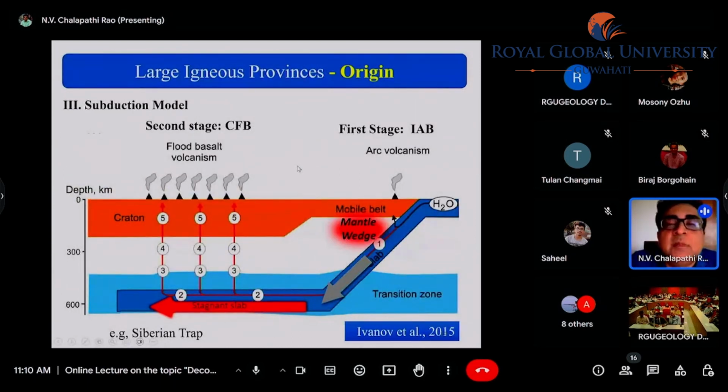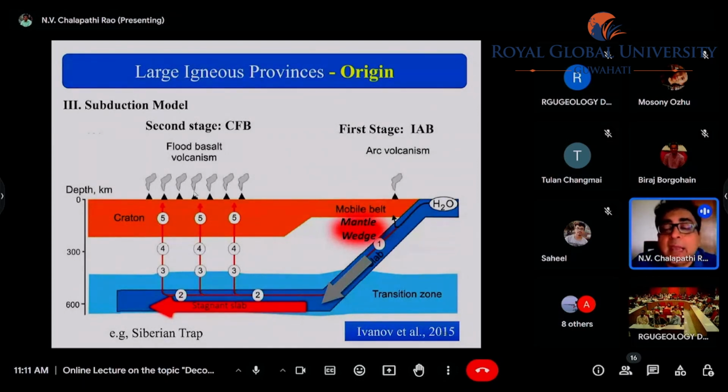The third mechanism by which LIPs are invoked is paleosubduction. I told you in the beginning of the lecture, LIPs have nothing to do with plate tectonics. But here what I am talking about is a paleosubduction. That means due to plate tectonics, a plate somewhere in the world has subducted and gone down. We call it a stagnant slab. After millions of years, this slab melts, the melts come up, and then they lead to flood basalt volcanism. So subduction is not happening actively, but it is happening passively.